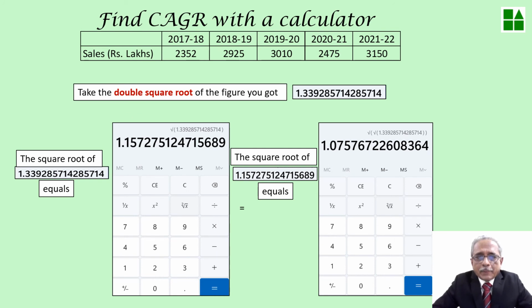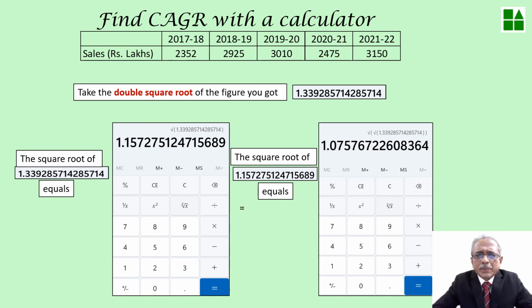Now take the double square root of the figure that you have got. A double square root is the fourth root. A square root of a square root gives you the fourth root. So I say take the double square root of 1.33928, the figure that you had got in the previous slide. The square root of 1.339 entire number equals 1.15. That's the square root taken once. And the square root of 1.15727512 equals 1.07576, right?